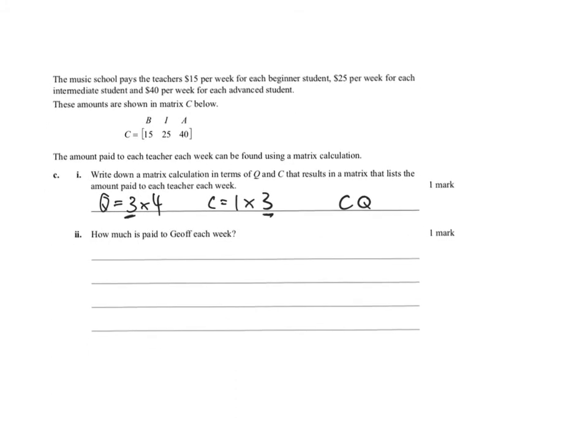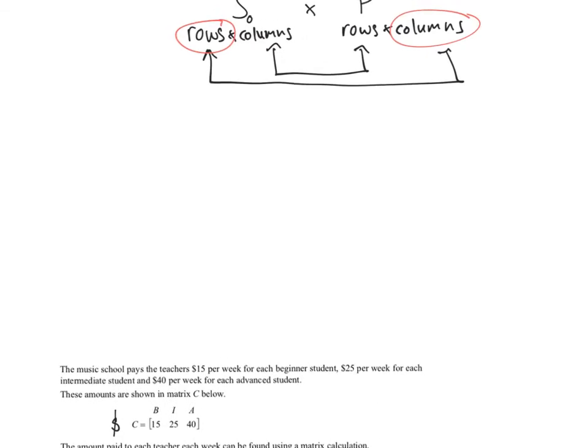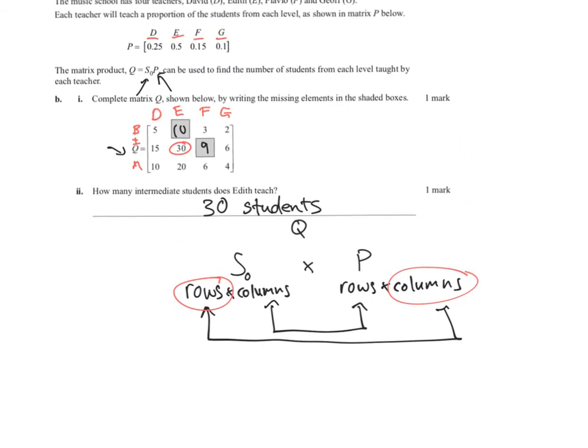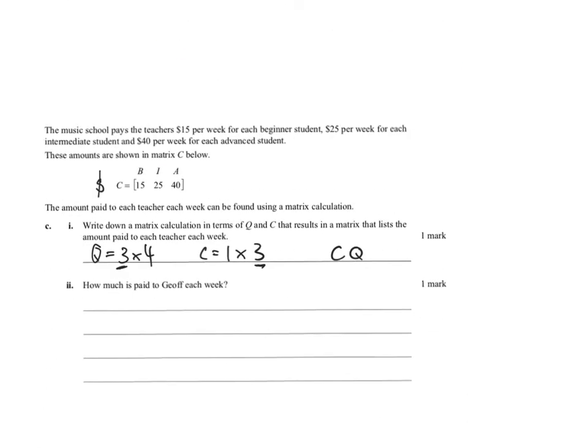All right, question 2, how much is paid to Jeff each week? Okay, so what you'd do is you'd actually multiply the C and Q together. Remember the rows of the first one, so the rows of C was the dollars. It's going to match up with the columns of the second one. So the columns of the second one were our teachers. If you multiply them together, you're going to get a 1x4 matrix.